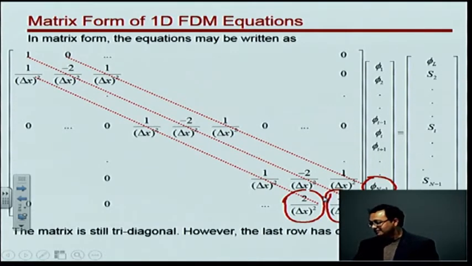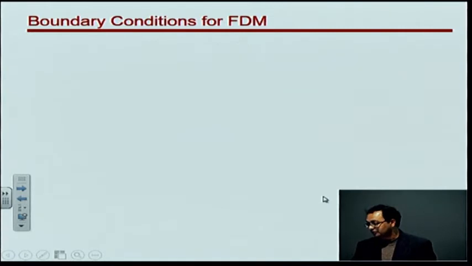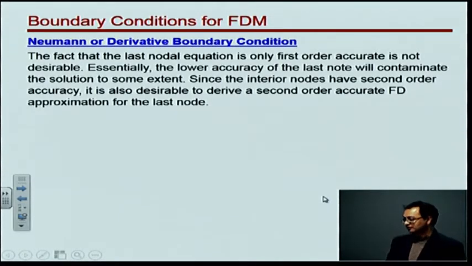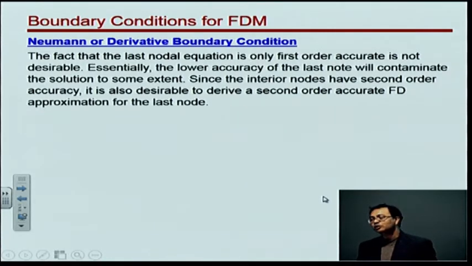Okay, so the matrix is still tridiagonal, only the last row has changed. We already talked about this. Now, this is what he just mentioned: the last nodal equation is only first order accurate, and that is not desirable because the lower accuracy of that one node will contaminate the rest of the solution. The rest of the solution is second order accurate. All the other nodal equations are second order accurate.